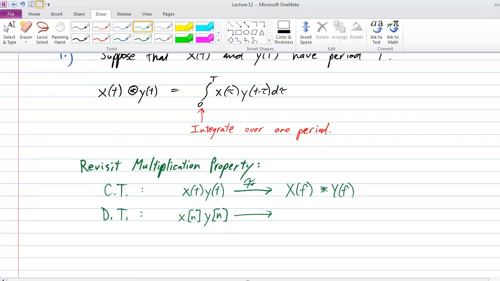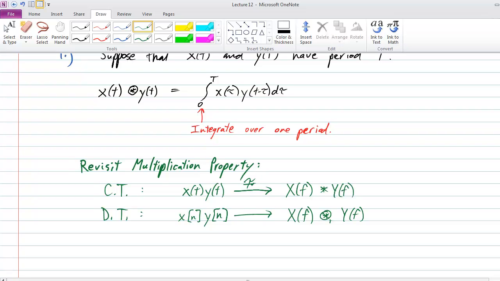But what is true, as you could guess, is that it's x of f circular convolved, a periodic convolution, with y of f. Now, I'm going to put a little subscript 1 here, because really, circular convolution is defined over one period, and we should specify what the period is. Now, true, if these both have the same fundamental period, then leaving the subscript off should mean that I use the fundamental period of these signals. Okay. But anyway, so there's the multiplication property.